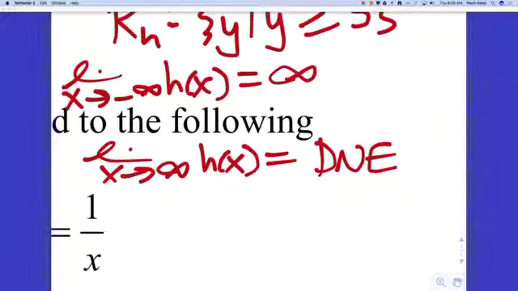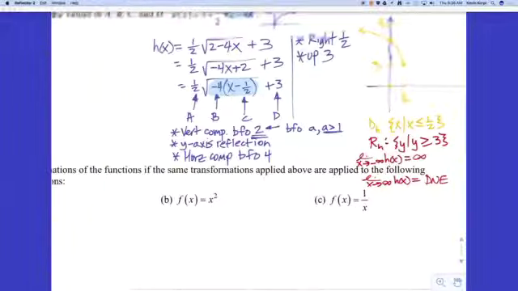Now remember, when you say that the limit is infinity, you're saying it doesn't exist also, but you're saying that because the y values go up forever. Here when you say D and E, it's for a very different reason.